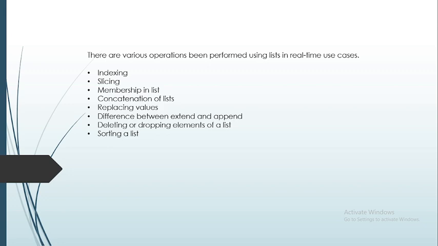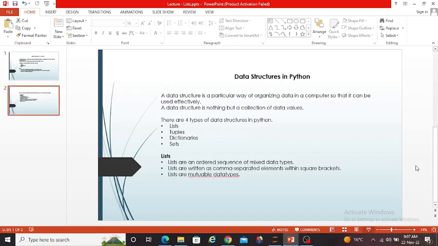There are various operations being performed using lists in real-time use cases. First is indexing, slicing, membership in list, concatenation of list, replacing values, difference between extend and append, deleting or dropping elements of a list, sorting a list. Each of these operations we will understand with examples in Python console and Jupyter Notebook. So let me move to the Python environment now.